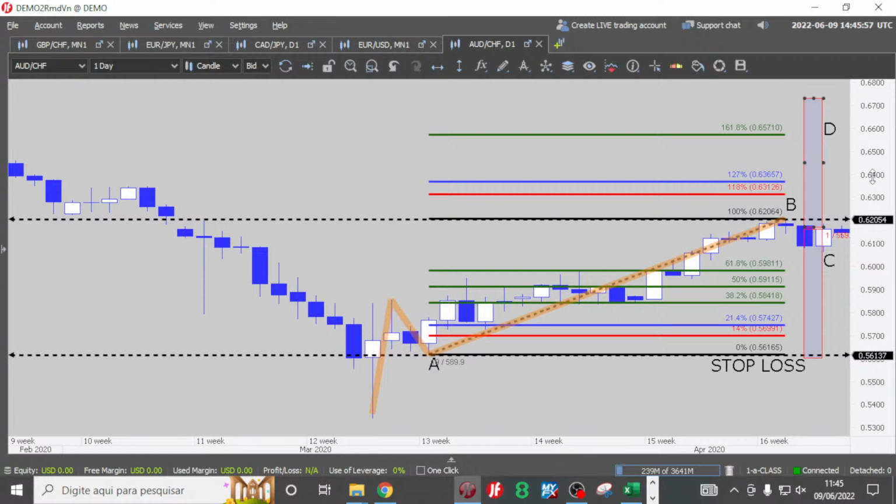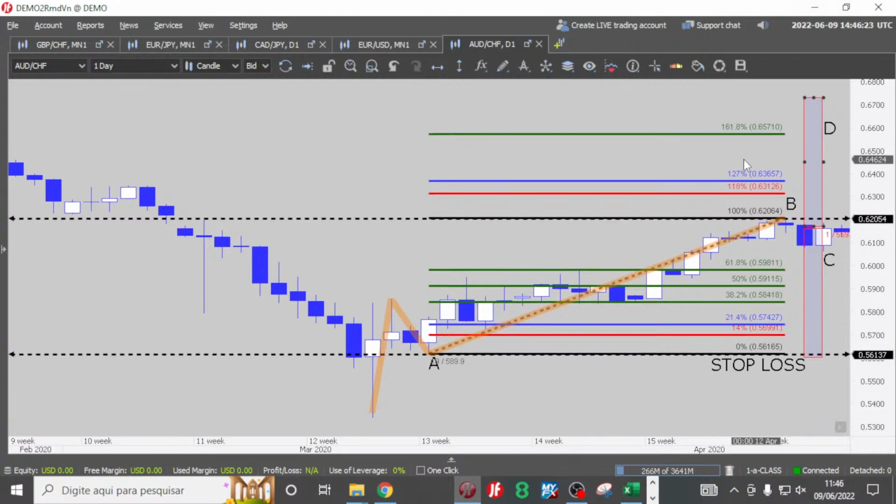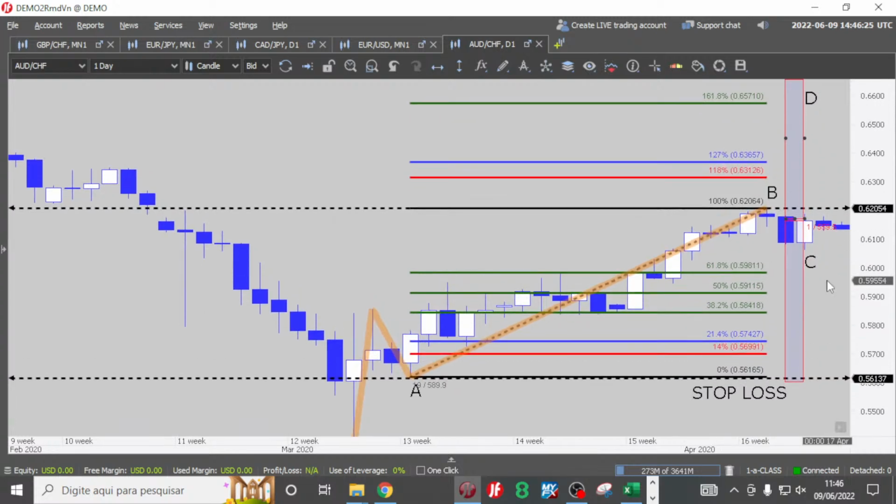Okay. Should you enter this trade, everybody? No. Why not, boss? The risk reward is not great. Exactly. No entry, everybody. No entry.